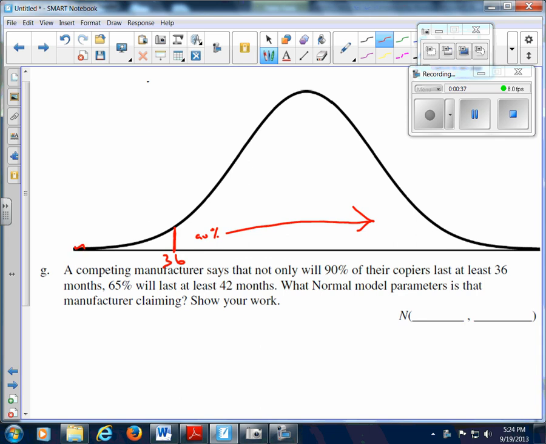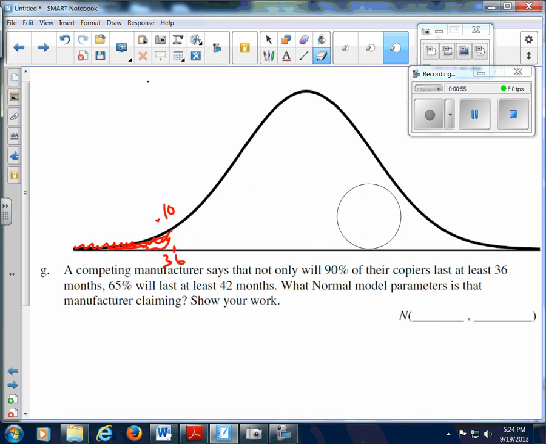So it's asking what's the failure rate at 36 months. So if 90% are still living, 10% are dead at 36 months. All right, so let's try to figure out what that is in terms of 42 months. Well, it says 65% of my copiers are still living.